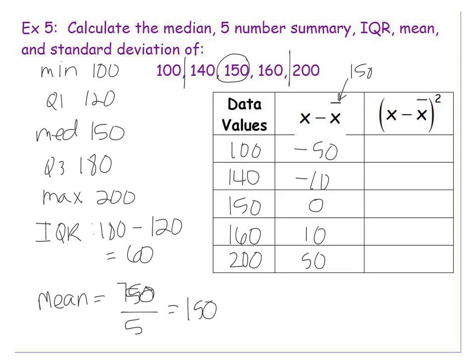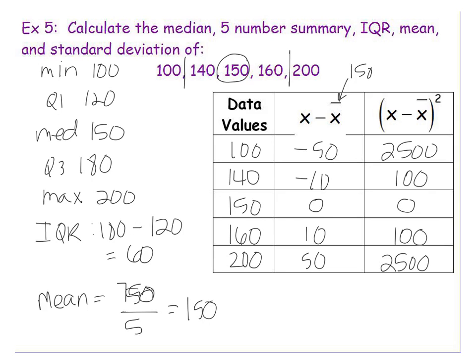Then the next column says we square each one of those. Well, negative 50 squared should come out to be positive 2,500. Negative 10 squared is positive 100. 0 squared is 0. 10 squared is 100. And 50 squared is 2,500.